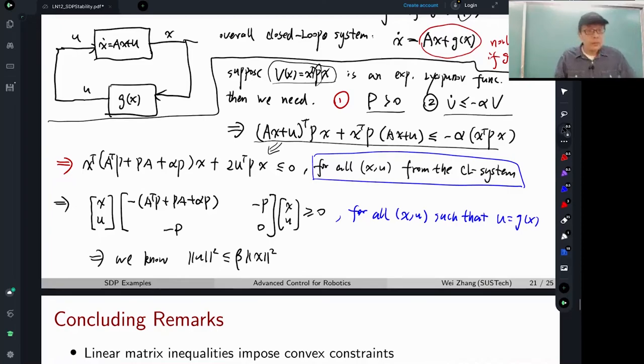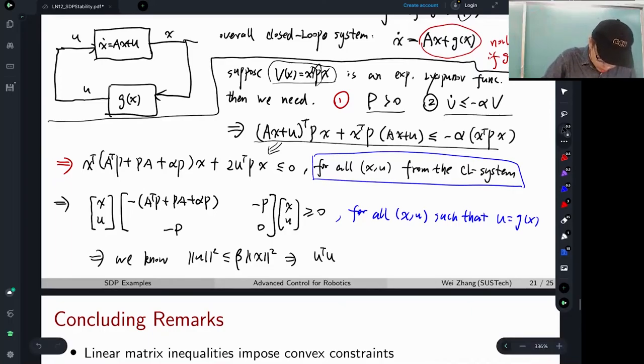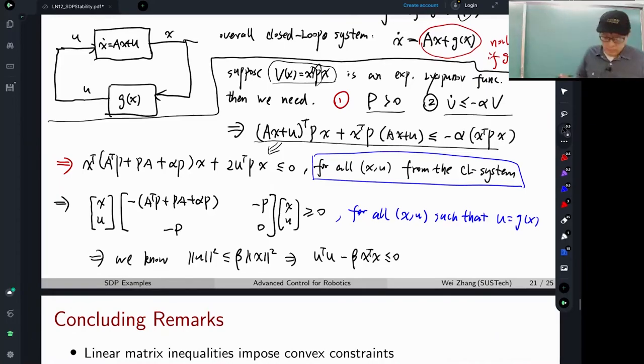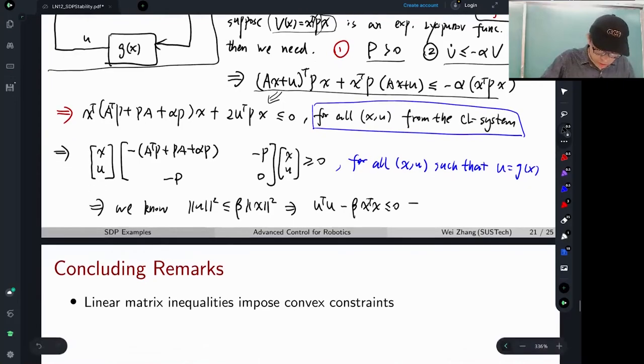Again, it's bounded, or that's our assumption. So this tells us, because this is just a quadratic constraint, U transpose U, that's my U norm, less than or equal to beta X transpose X, or minus beta X transpose X less than or equal to zero. Any questions?